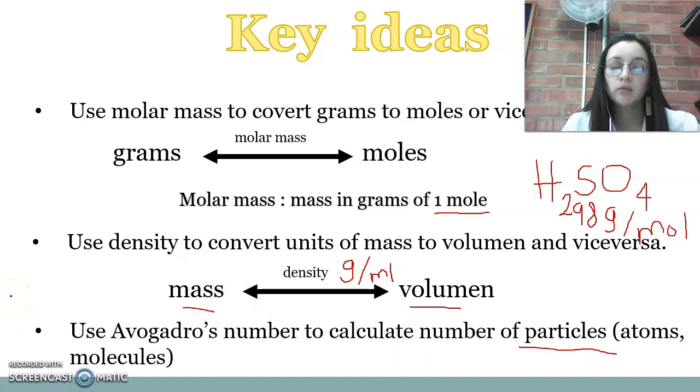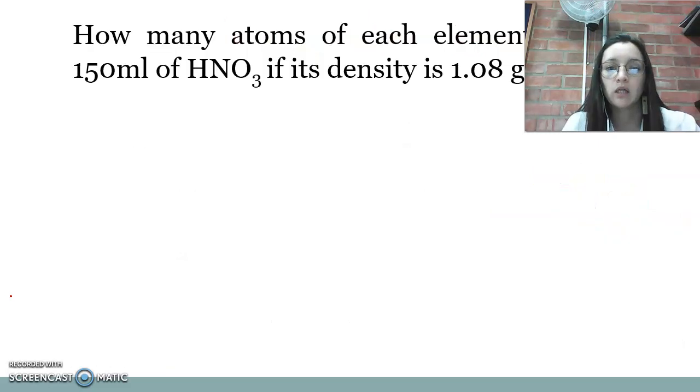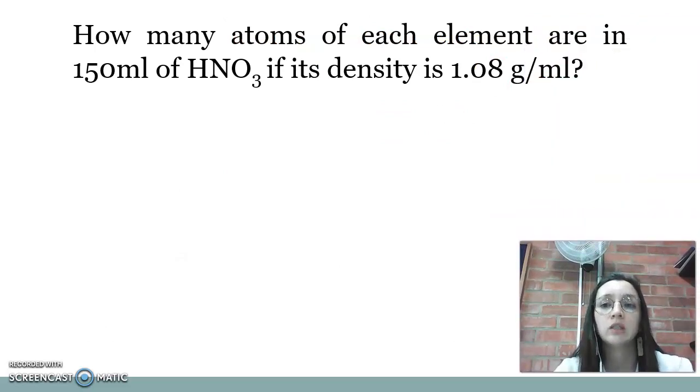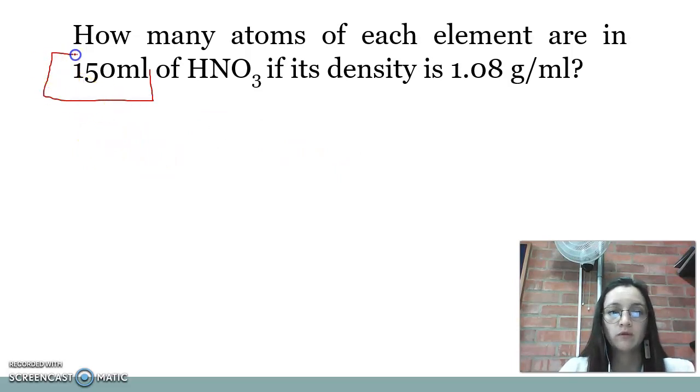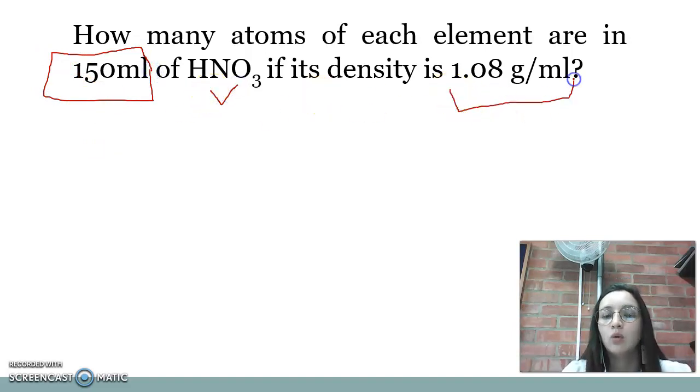So let's have a look at an example that you have probably solved, or maybe you are going to see in class, that includes all of these conversions together, so we can clarify a little bit how it works. It's this one. How many atoms of each element are there in 150 milliliters of nitric acid if its density is 1.08 grams per milliliter? If we look at the information, the only thing we are given is the volume, 150 milliliters, the formula, and the density. That's all we have, and we are asked to calculate atoms.